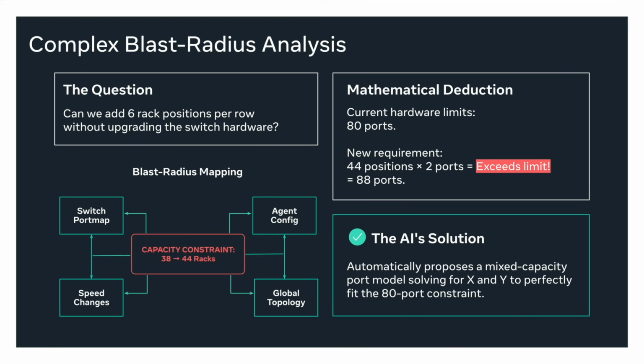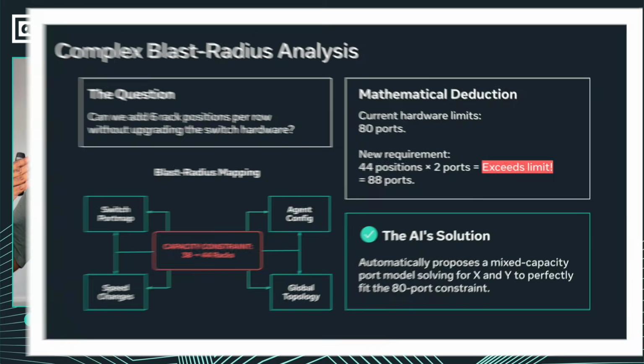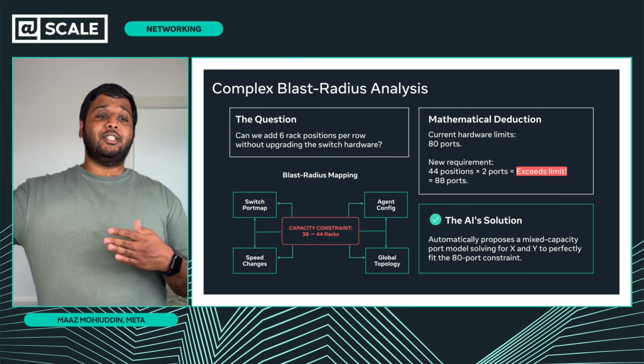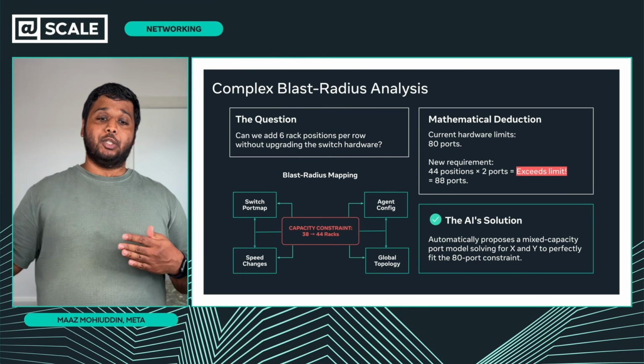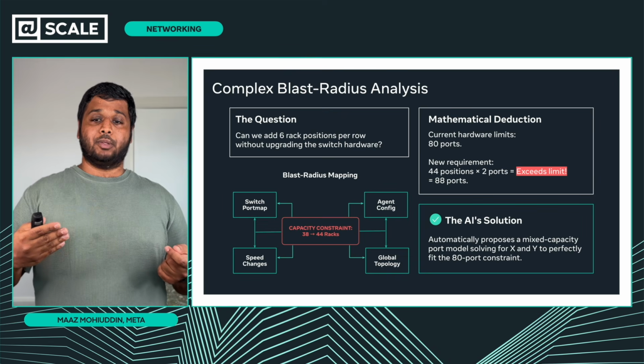Sometimes I give it a complex analysis, a what if. What happens if you want to extend our network rows from 38 racks to 44 racks? It's not a trivial exercise. It can do a bunch of what if analysis for me, give trade-offs, and tell me how we can actually implement it. What needs to change in our stack, in our operational tooling to actually realize the solution?